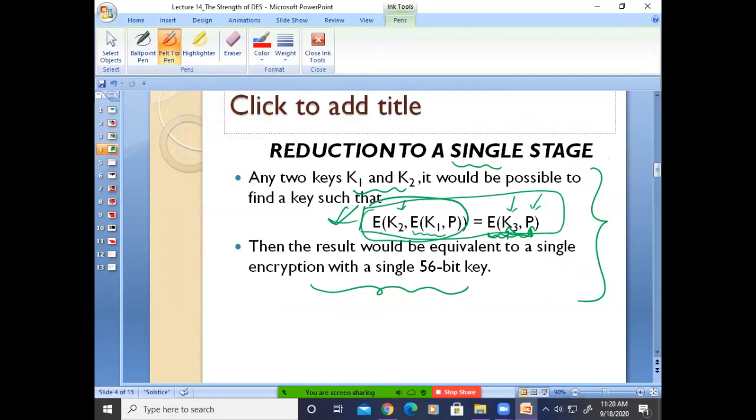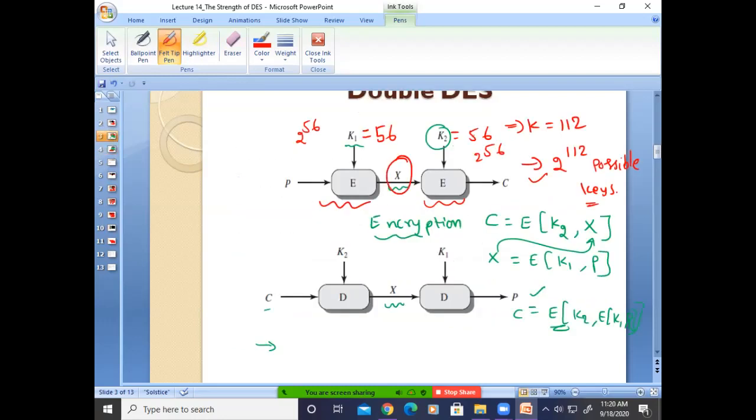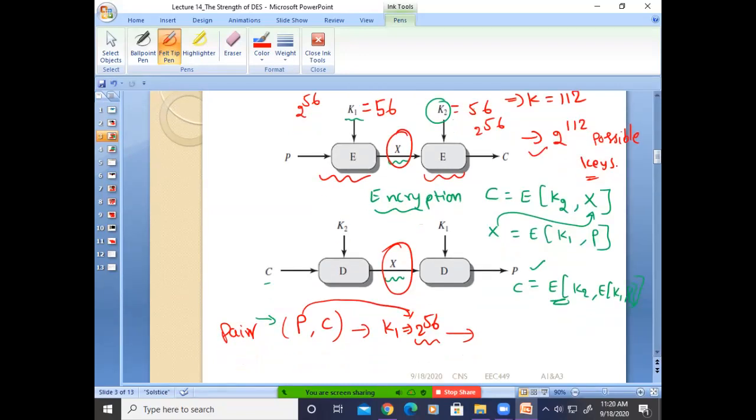And one more attack is possible here, which is called the meet in the middle attack. Just see what actually happens in the block diagram. So this is the middle, right? Middle values. Suppose I know a plain text and a ciphertext, for example. So this is one pair. Using K1, which is 56 bits, the possible keys will be 2 power 56. So using these 2 power 56 possible K1 keys, I will encrypt the plain text for all of them.